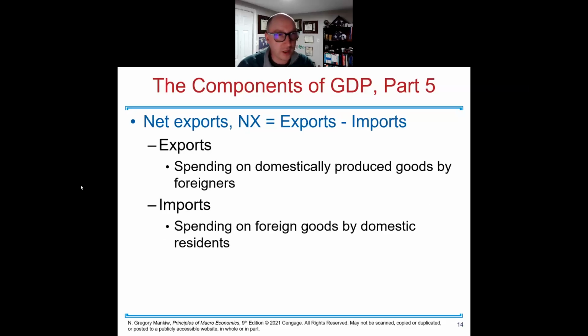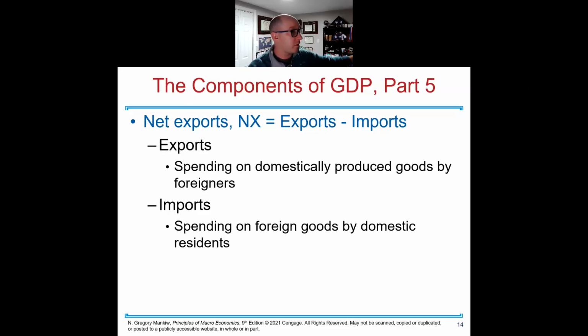The last part of the gross domestic product equation is net exports. Net exports is measured by taking your exports minus your imports. Remember, exports is when we sell goods and services to other countries. We're exporting it out of the United States. We're sending it out. That's an export. An import is where we're bringing it into the United States from somewhere else.